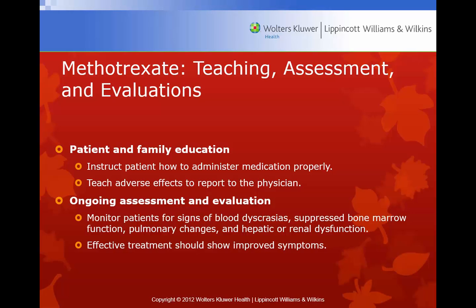Ongoing assessment and evaluation. We want to monitor patients for signs of blood dyscrasias, suppressed bone marrow function, pulmonary changes, and hepatic or renal dysfunction. We're going to be doing routine blood work on these people. Usually when they come in to their rheumatologist or to their primary care physician, we're going to go ahead and do a comprehensive or basic metabolic panel, as well as CBCs, and most of the time a urinalysis, especially when they're just beginning treatment. Effective treatment with methotrexate should show improved symptoms with few side effects. So that's the way we're going to know if it's doing what it's supposed to do.